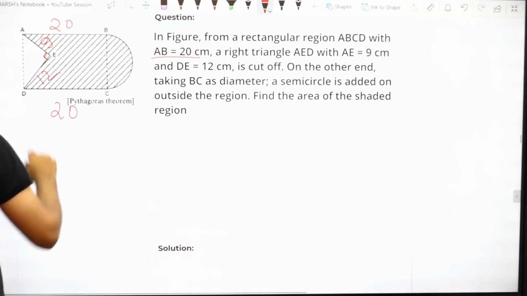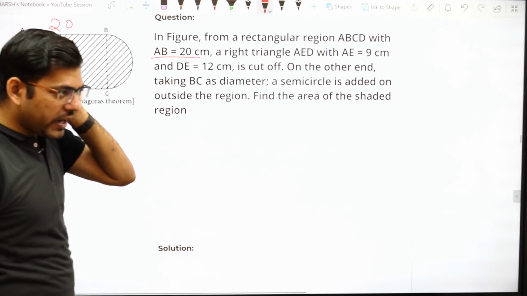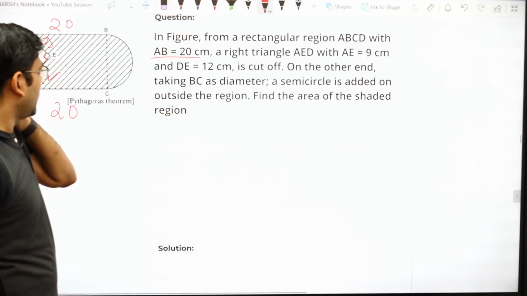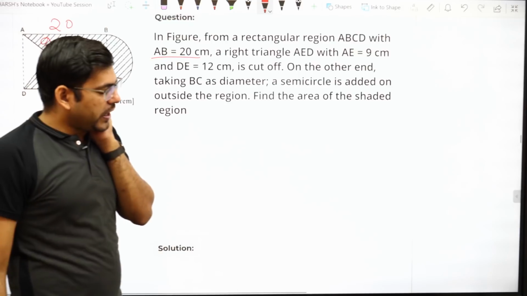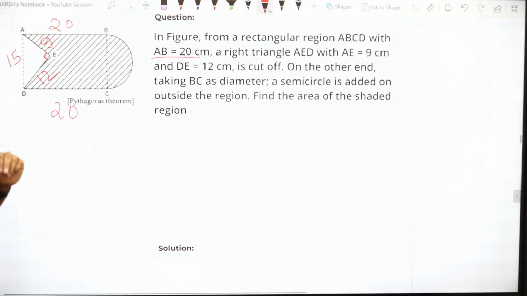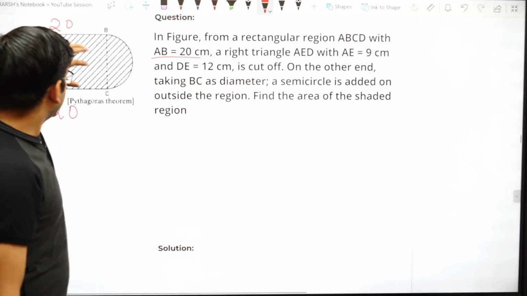So applying Pythagoras, I'm directly writing it down. 12 and 9. 144 and 81 is, I guess, 225. Am I correct? Yes. 144 and 81. Yes, correct. 225. So 225 is a square of 15, isn't it? You guys must be able to recognize this. This is cut off. This is removed.